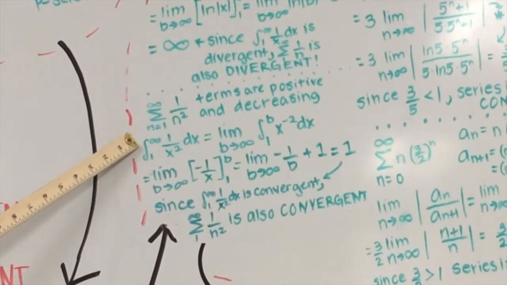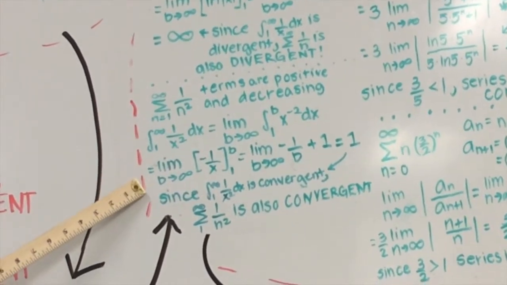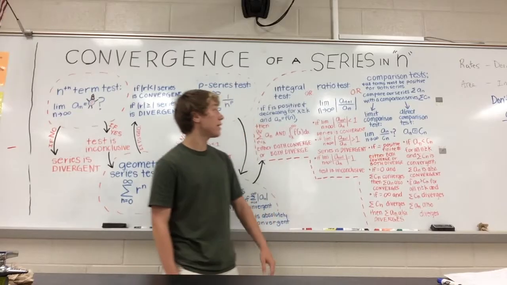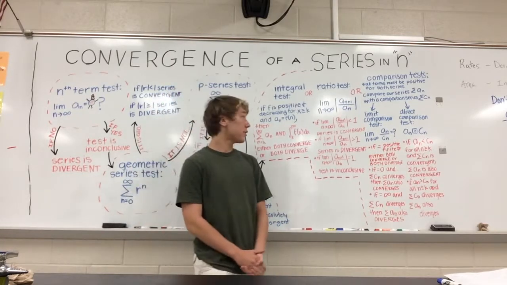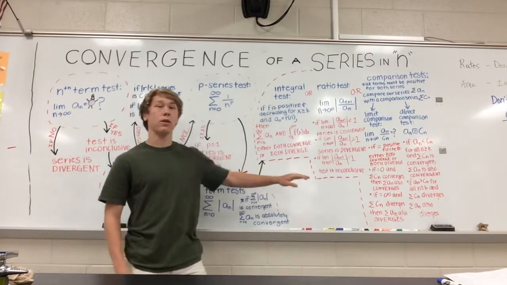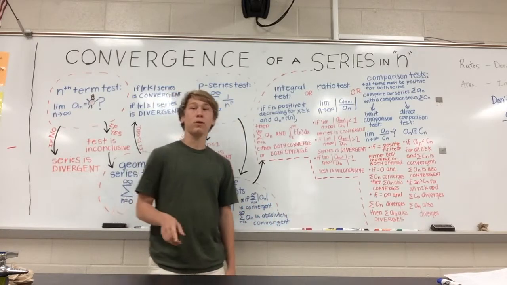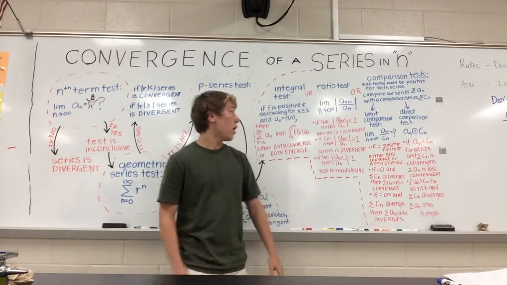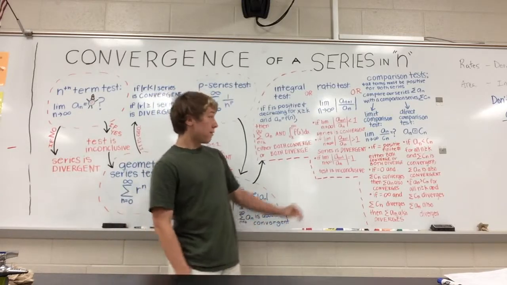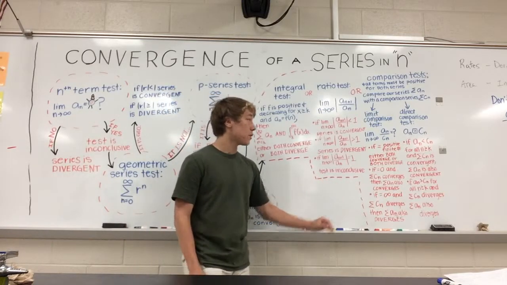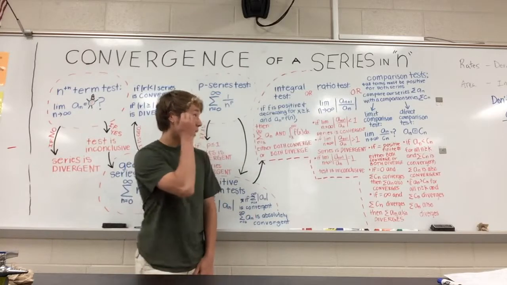Since the integral converges to 1, the series is also convergent. What you're going to try is the ratio test. The ratio test asks: what is the limit as n goes to infinity of the absolute value of a sub n plus 1 over a sub n? If the result is less than 1, then your series is going to be convergent by the ratio test.